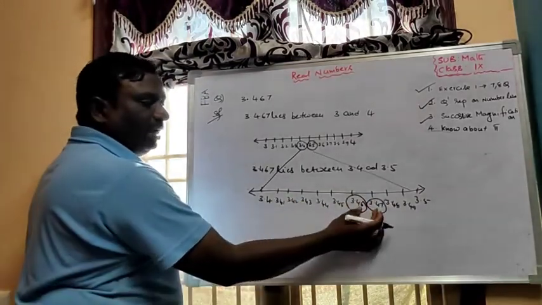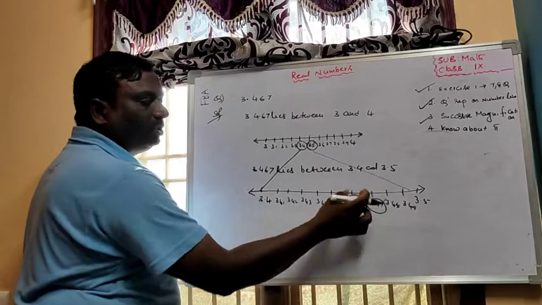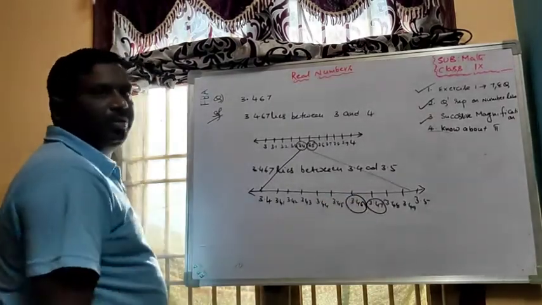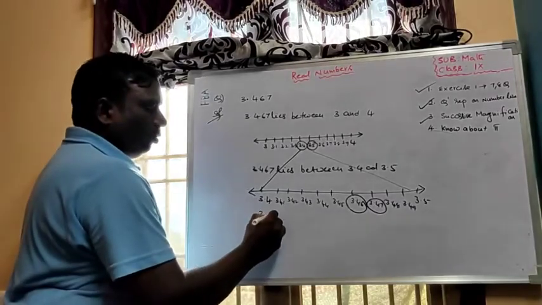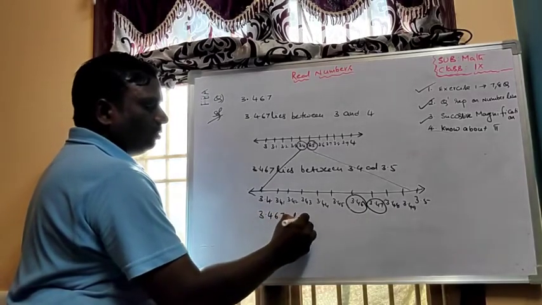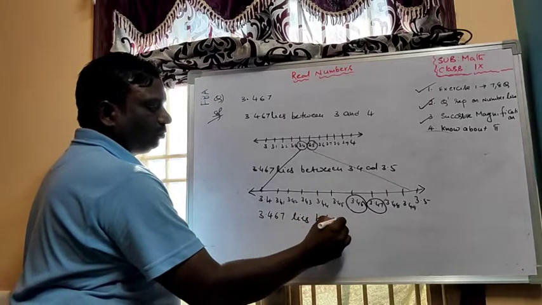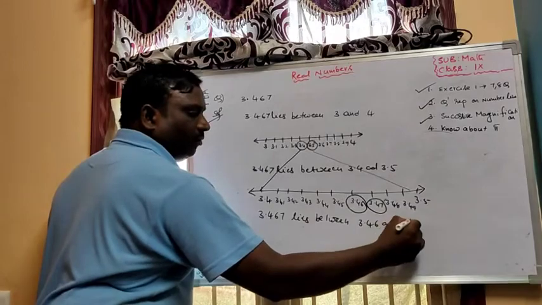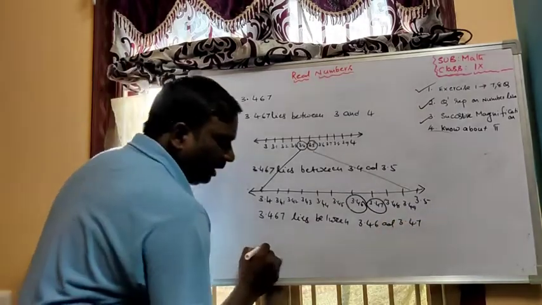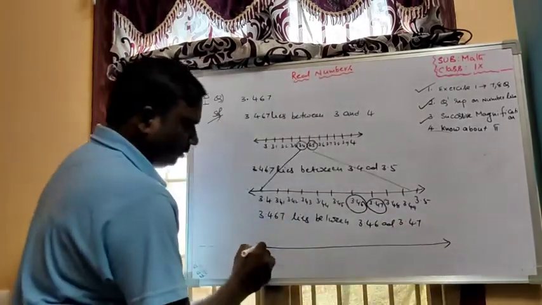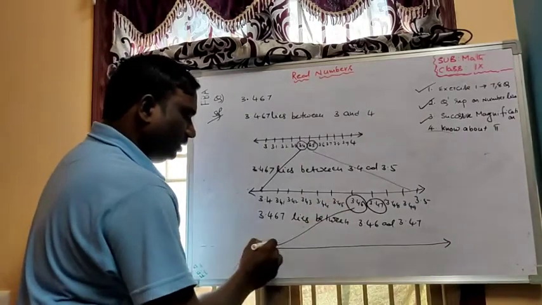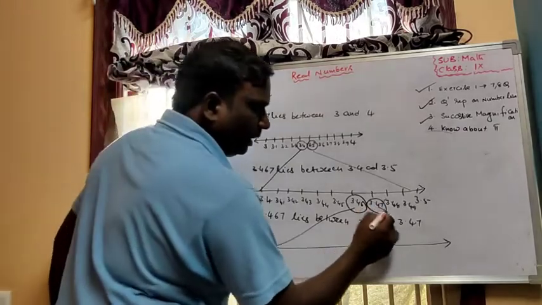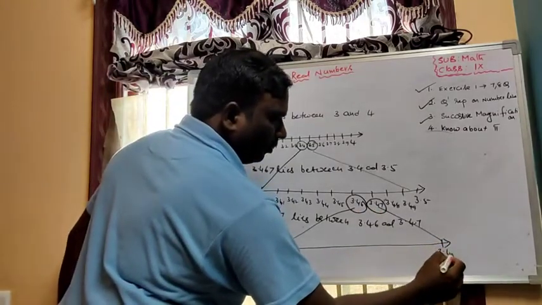Again magnifying in this portion, if you magnify this portion, definitely you will get some digits in between 3.46 and 3.47. So 3.467 lies between 3.46 and 3.47. So similarly, again draw the number line, which is marked as 3.46, and here you can mark 3.47.